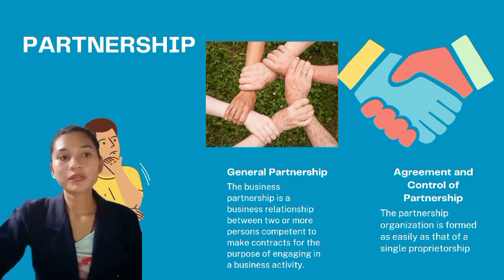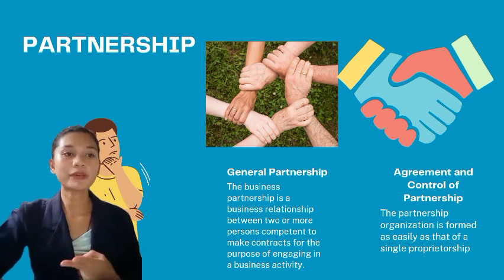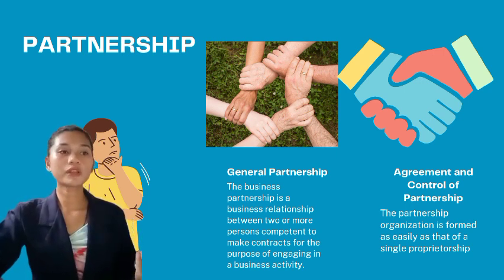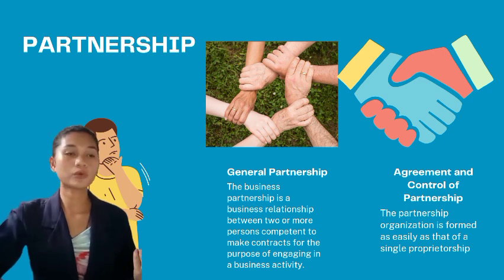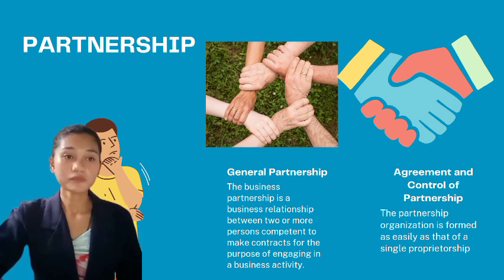It recognized by the Philippine law the two forms of partnership. First is the general partnership, and the second is agreement and control of partnerships. So first we discuss the general partnership, what it is. So unsa man jud ning general partnership. So it consists of two or more person nga imong ka kompetensya.